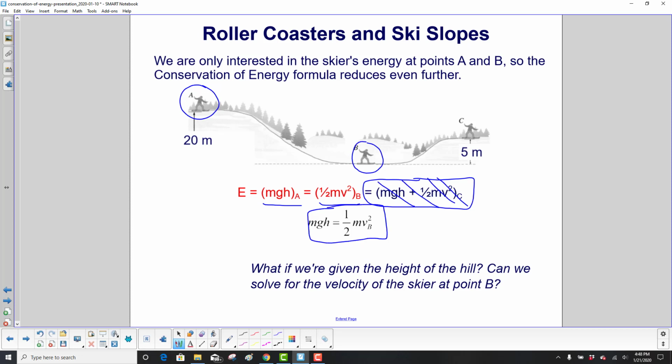Now, an interesting point. We didn't say if the skier slid right down here, or curved back and forth and came here, or maybe jumped up a little and came down. It doesn't matter. That's the beauty of using conservation of energy. We don't care how the skier got there, or the roller coaster. Again, with the caveat we're ignoring friction, that would change the game. We just care about final position and initial position. So what if we're given the height of the hill, which we are, it's 20 meters, can we solve for the velocity of the skier at point B?